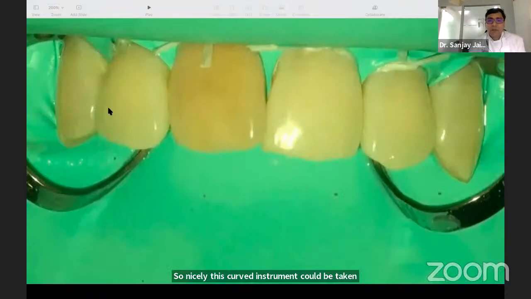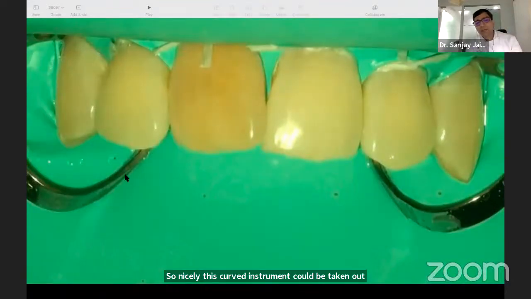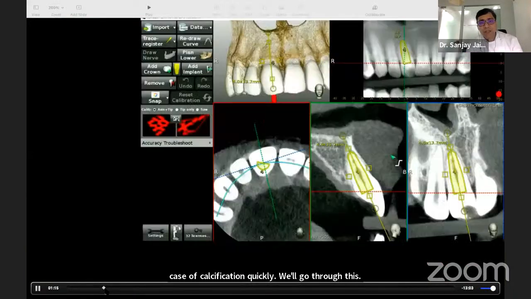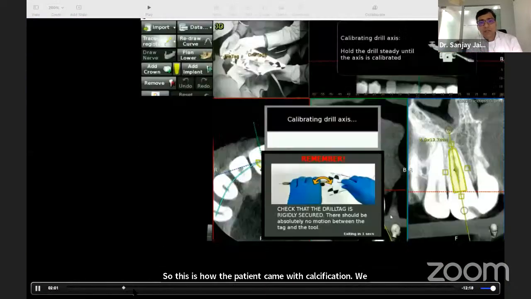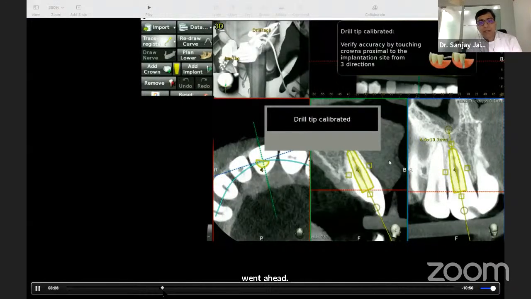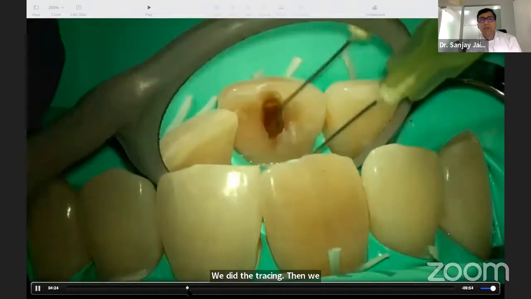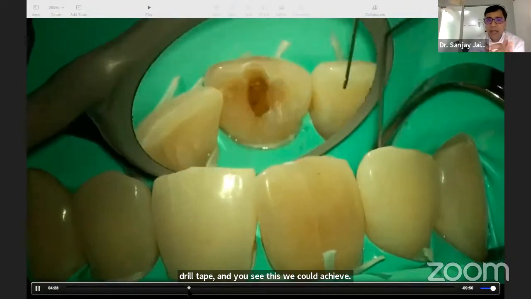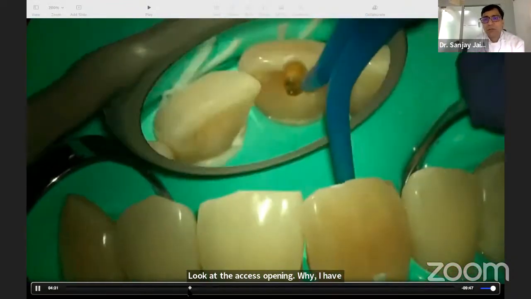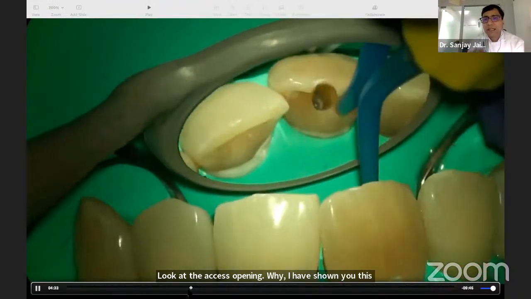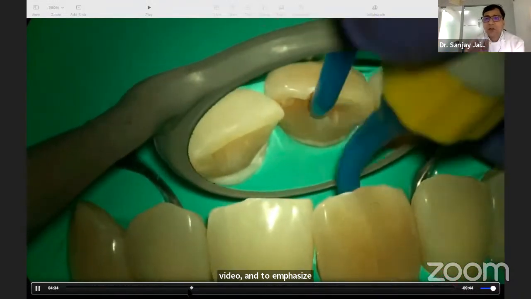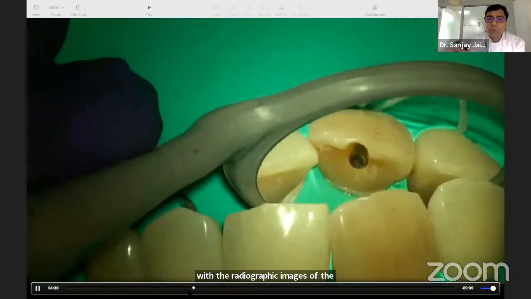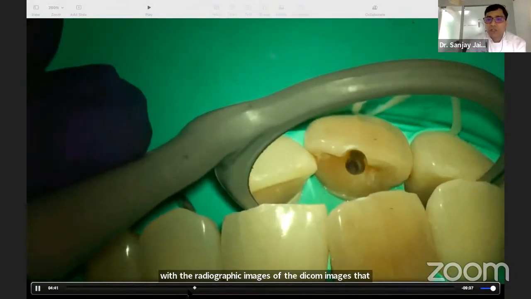A case of calcification, we'll quickly go through this. This is how the patient came with calcification. We went ahead, we did the tracing, then calibrated the drill tip, and you see this, look at the access opening we could achieve. Why I have shown you this video is to emphasize that with dynamic navigation, with the radiographic DICOM images that you have, you can be more precise and you can save more of the tooth structure.